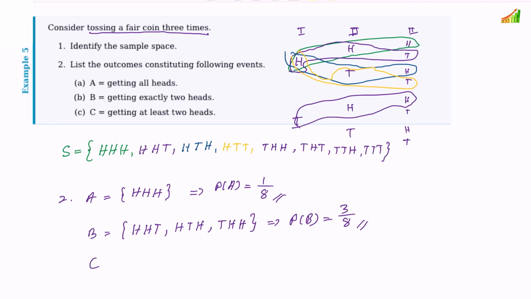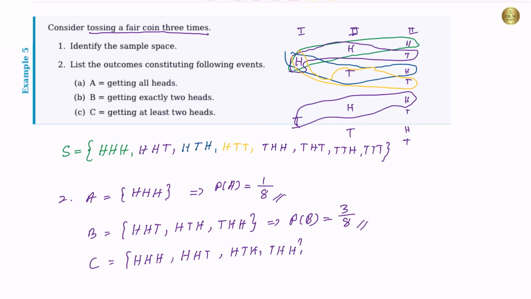The C is getting at least 2 heads. So at least 2 heads means maybe 2 or 3, right? Maximum here is 3. Therefore, we can consider HHH, then 2 heads: HHT, then HTH, THH.